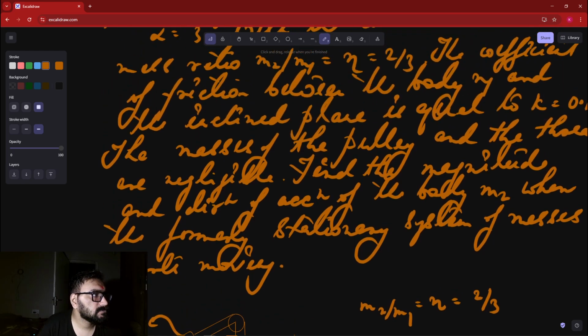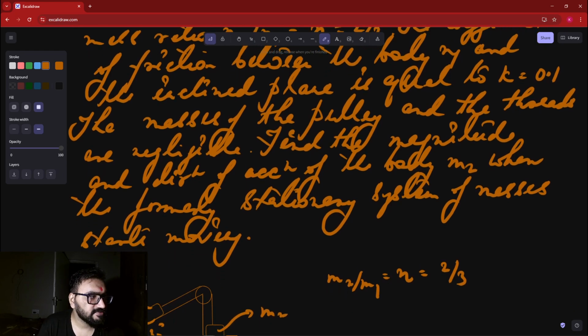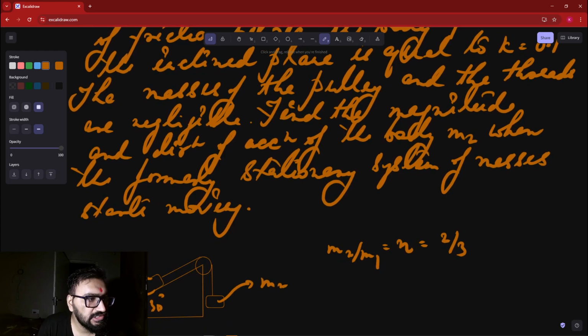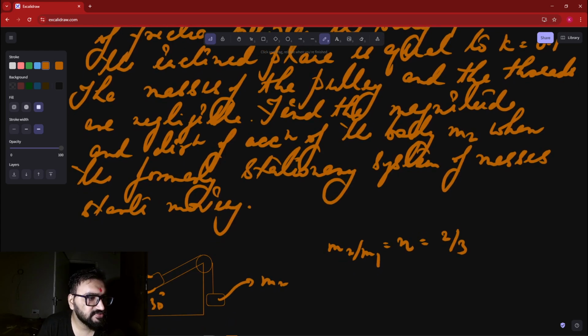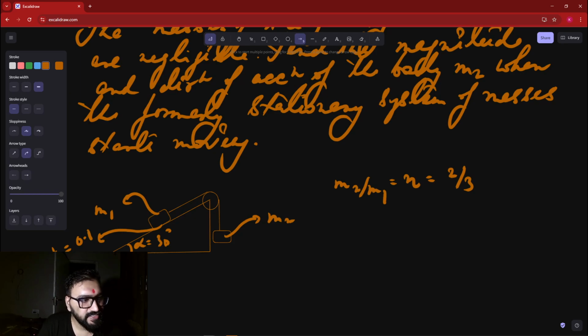Okay, the masses of the pulley and the threads are negligible. I have already mentioned this. Find the magnitude and direction of acceleration of the body m2 when the formally stationary system of masses starts moving. Okay, so initially this entire system was at a state of rest and it was allowed to move. So once it started moving, I am supposed to find out the acceleration of this particular body.